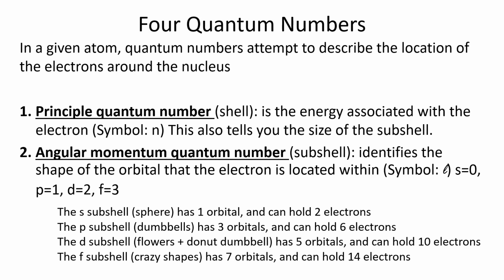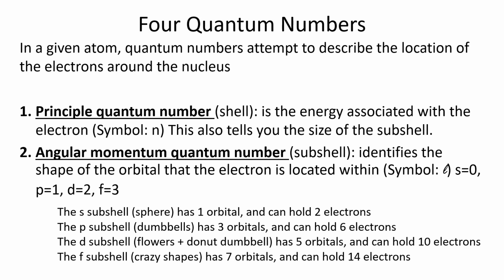You could also go to G, which is 4, but we typically don't use those in our class. All right, so the S is a sphere. It has one orbital and can therefore hold 2 electrons. The P is dumbbells. It has 3 orbitals, each orbital holding 2 electrons, therefore you get 6. The D is 4 flowers and then one that looks like a donut with a dumbbell in the middle. So there are 5 of those orbitals, and each orbital can hold 2 electrons, so total there are 10 electrons max in the D subshell.